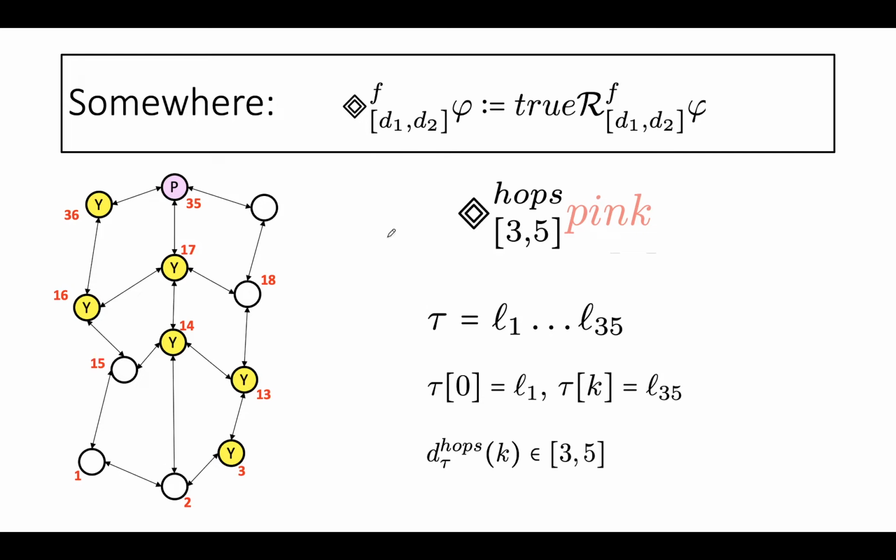So let's see this directly with an example. Somewhere pink at the distance between 3 and 5, considering the hop function, is satisfied, for example, by the element L1, because there is a location, L35, that satisfies the pink property and is at the distance between 3 and 5, because we can see there is a route, 1, 2, 3, 4, that permits us to reach P at a distance a bit more than 3 and less than 5.